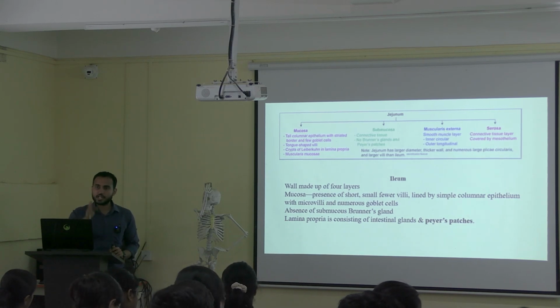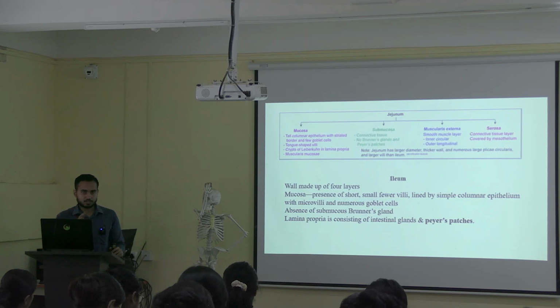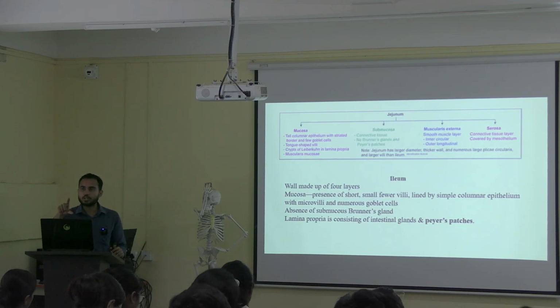Number of villi will also be more as compared to the ileum. Size means I am talking about the length. Length will be more and then number will also be more in case of jejunum as compared to the ileum. So that is one part.